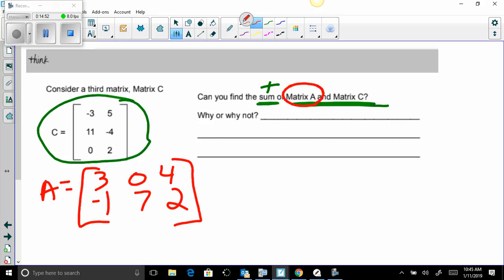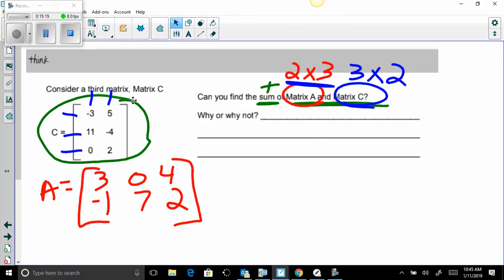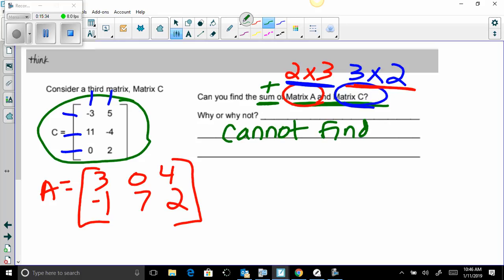What's the dimensions of matrix A? Matrix A is the one we did above. And remember, we said it was a 2-row by a 3-column. Look at matrix C. How many rows are in matrix C? I see 1, 2, 3. By how many columns? I see 1, 2. So matrix A is a 2 by 3, and matrix C is a 3 by 2. Are these dimensions the exact same? No, they are not the same. So can you add them? No.